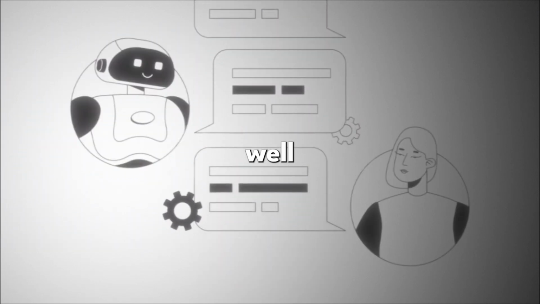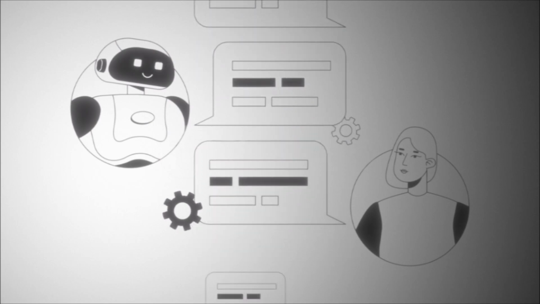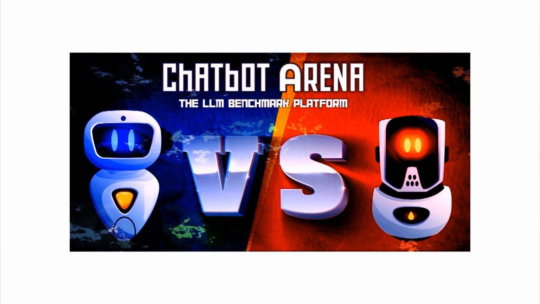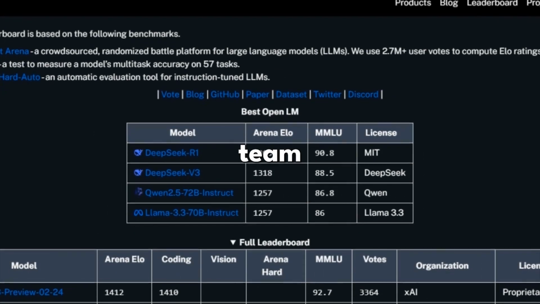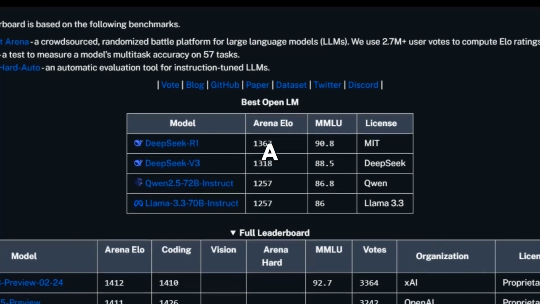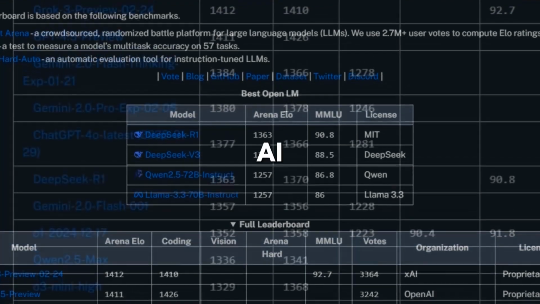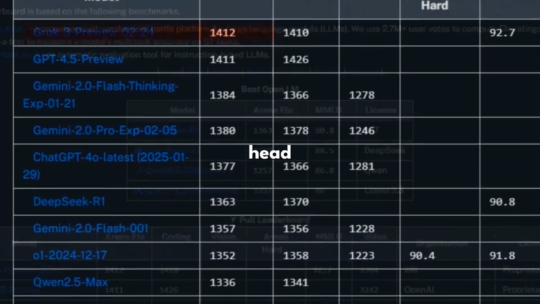Of course, benchmarks aren't everything. The real test is how well the AI performs in real-world scenarios. That's where Chatbot Arena comes in. Benchmarks are one thing, but real-world performance is where AI models prove their worth. That's why the Grok 3 team put it to the test in Chatbot Arena, a blind evaluation system that pits AI models against each other in head-to-head battles.